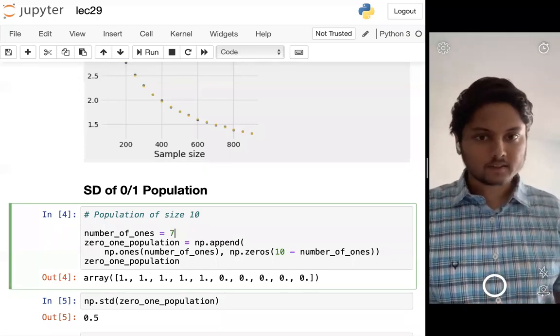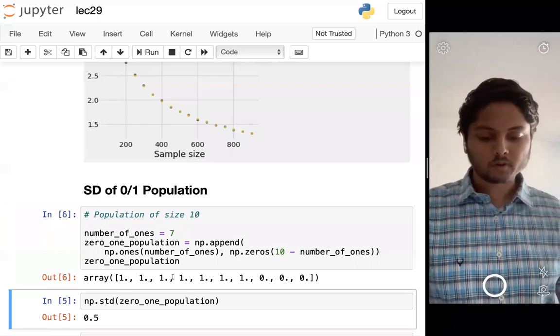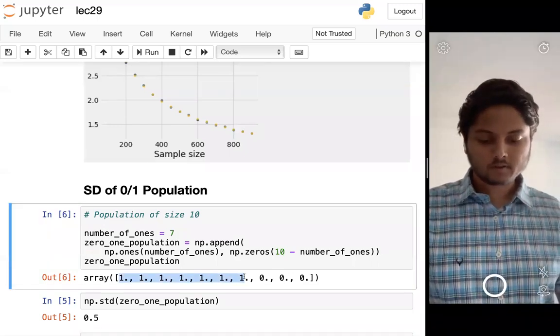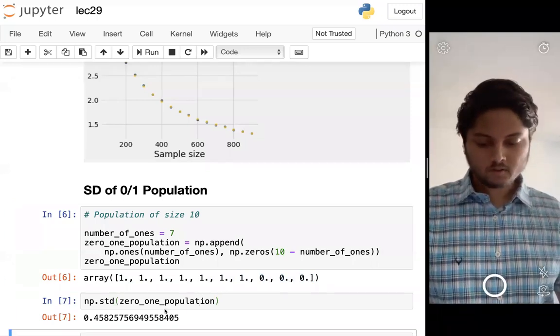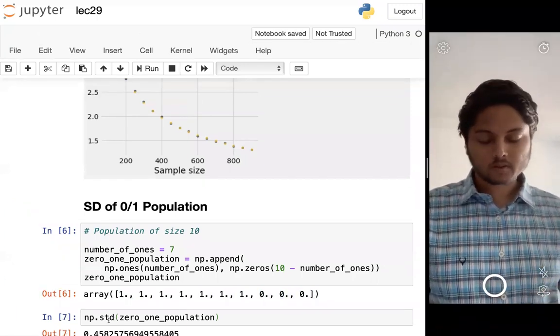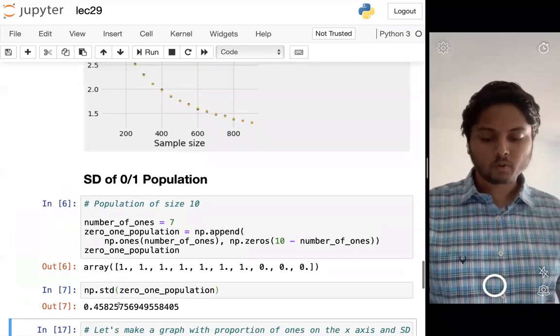And then now let's increase it further to 7. So let's say there's 7 ones and 3 zeros in our population. The population looks like this, 7 ones, 3 zeros. Let's see the standard deviation of this. Now the standard deviation went back down. It's kind of interesting. It went back down to 0.48.